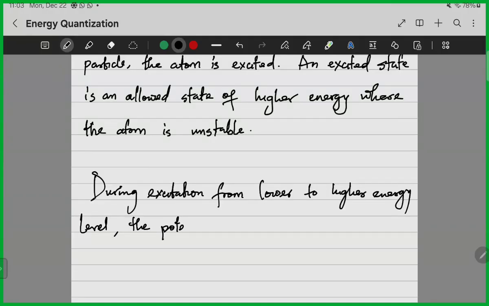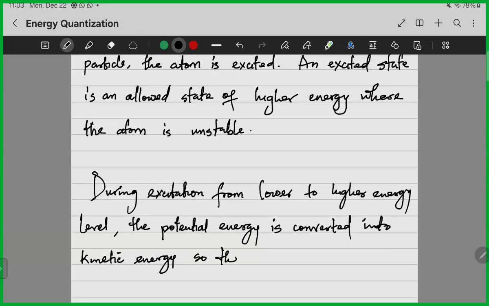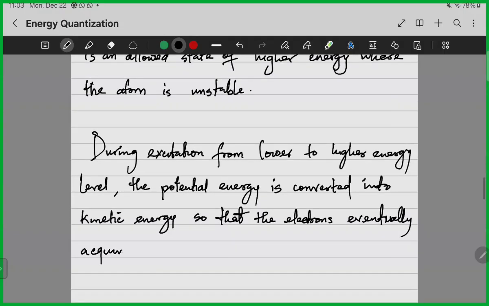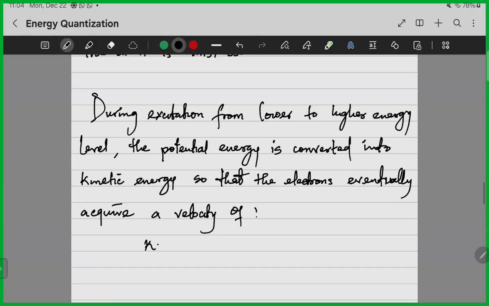The potential energy is converted into kinetic energy, so that the electrons eventually acquire a velocity of... that velocity is also equal to electron volts.